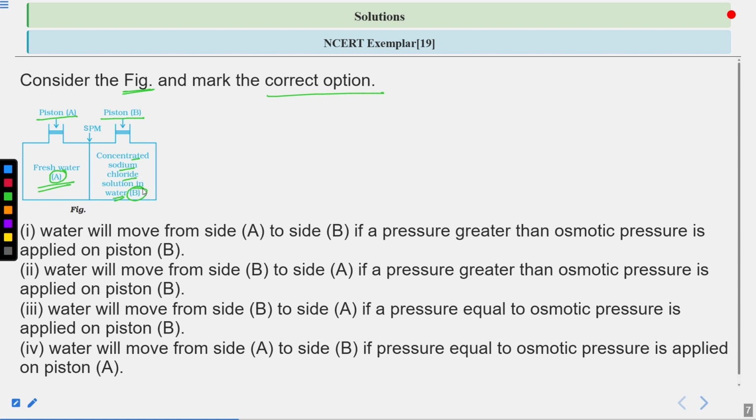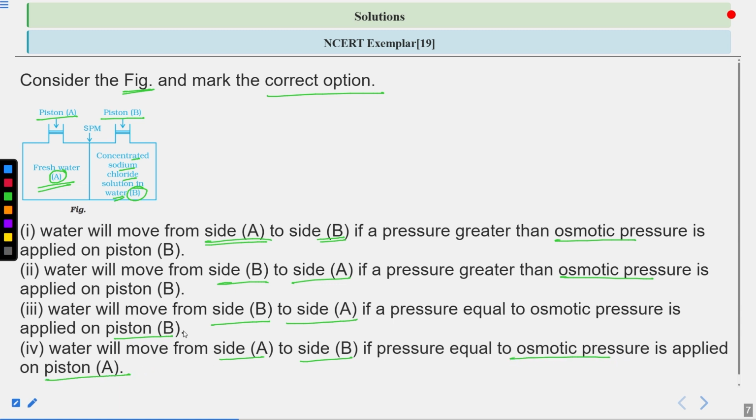Now the question asks us to mark the correct option. The first option is: water will move from side A to side B if a pressure greater than osmotic pressure is applied on piston B. Second: water will move from side B to side A if a pressure greater than osmotic pressure is applied to piston B. Third: water will move from side B to side A if a pressure equal to the osmotic pressure is applied to piston B. Fourth: water will move from side A to side B if a pressure equal to osmotic pressure is applied on piston A.